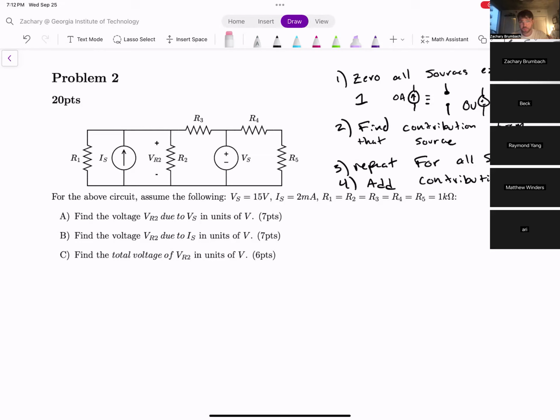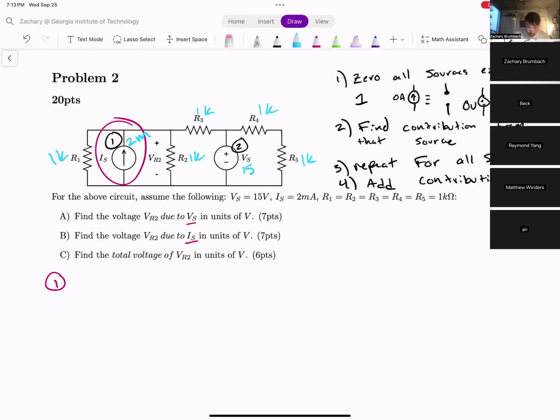What it's asking here is we're going to take this in exactly this process one at a time. So I'll call this one source one, and I'll call this one source two. So now we're going to solve for source one, this is for IS. Okay, and I'm going to write these on here. All of my resistors are 1 kilo ohm. My voltage source is 15 volts. And my IS is 2 milliamps. Okay. And these are all K resistors. 1 kilo ohm each.